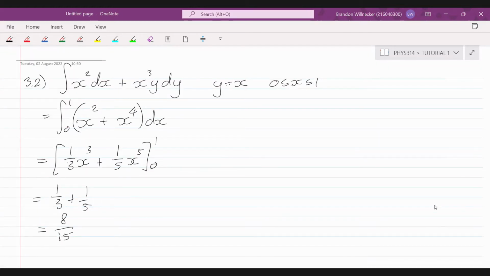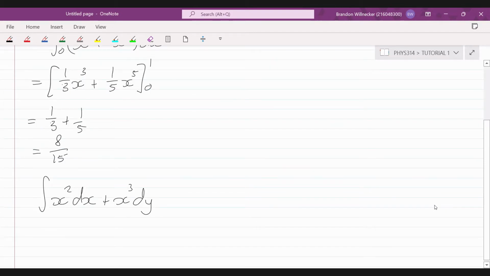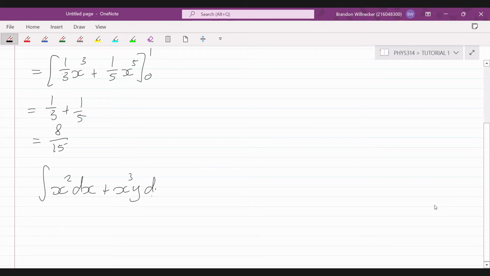Now we know that this is inexact, so for the second path, we should get a different answer. Let's check that. So we want the integral of x squared dx plus x cubed, sorry, x cubed y dy. It's an extra y there. Okay, but now along that parabolic path, y equals x squared from 0 to 1.